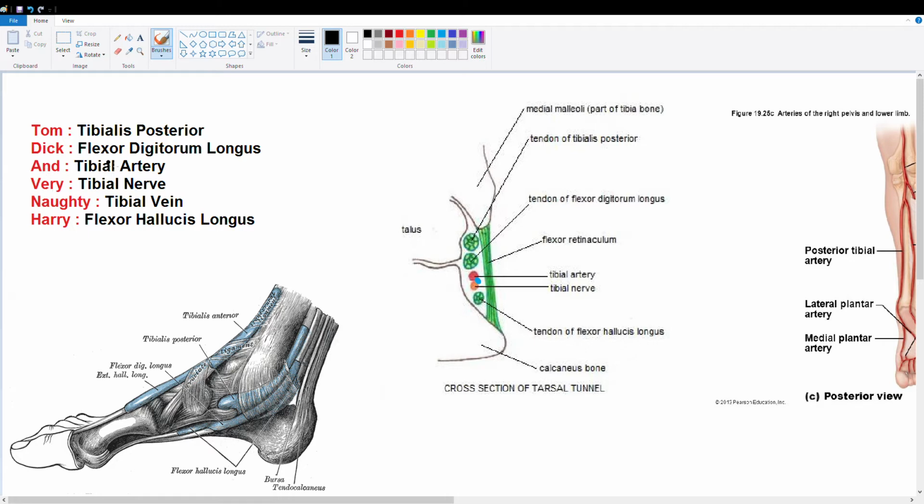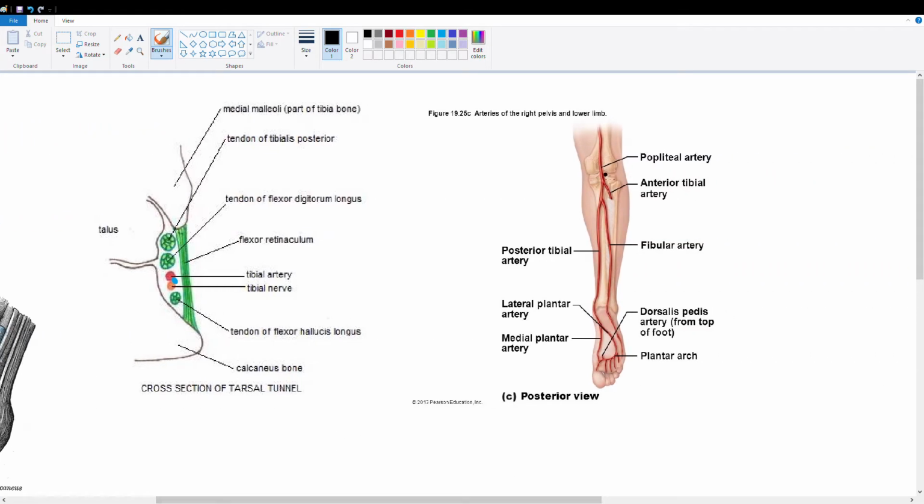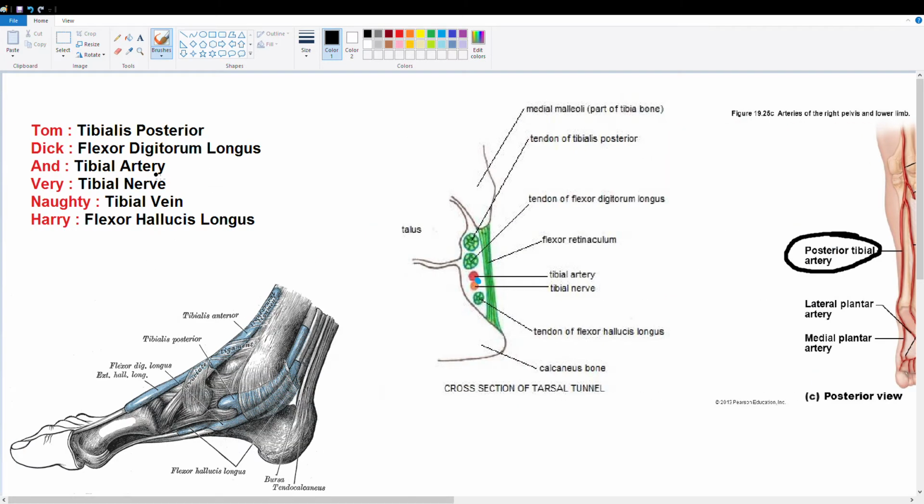And in between the flexor digitorum longus and the flexor hallucis longus, we have "and very naughty." So this is the artery, nerve, and vein associated with the tibia. So if we look over here on the right, we have the popliteal artery, which gives off a bunch of branches. So we have the anterior tibial, the fibular, but the main one we're going to pay attention to is the posterior tibial, because this is the one that passes through the tarsal tunnel.